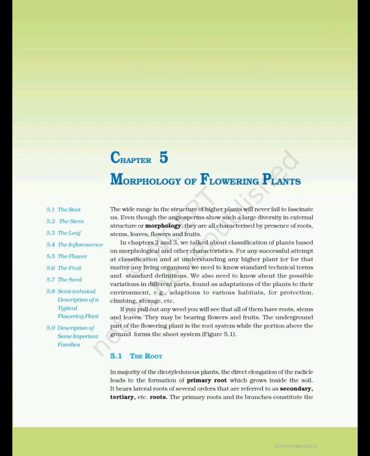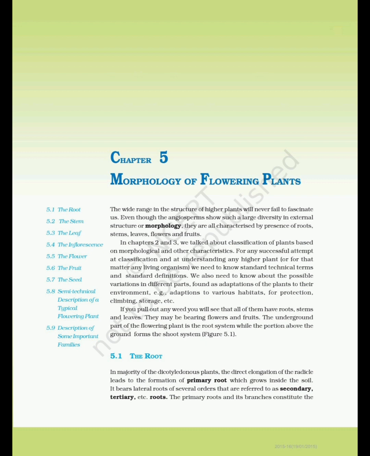In Chapters 2 and 3, we talked about classification of plants based on morphological and other characteristics. For any successful attempt at classification and at understanding any higher plant, or for that matter any living organism, we need to know standard technical terms and standard definitions. We also need to know about the possible variations in different parts, found as adaptations of the plants to their environment, e.g., adaptations to various habitats for protection, climbing, storage, etc.